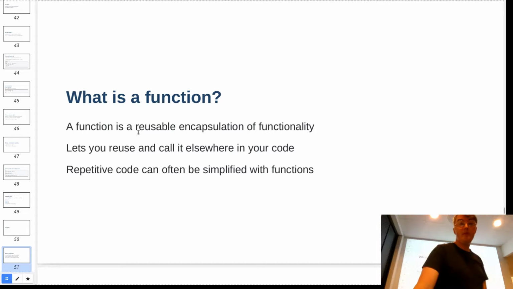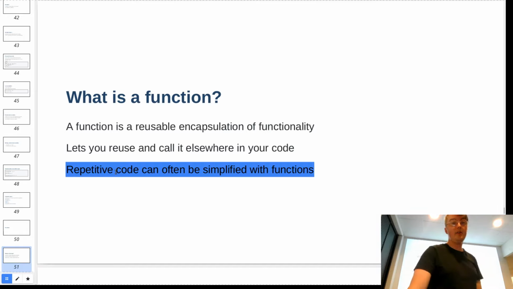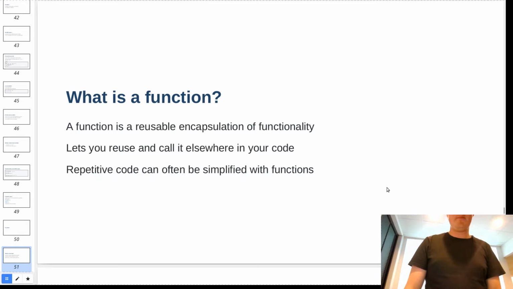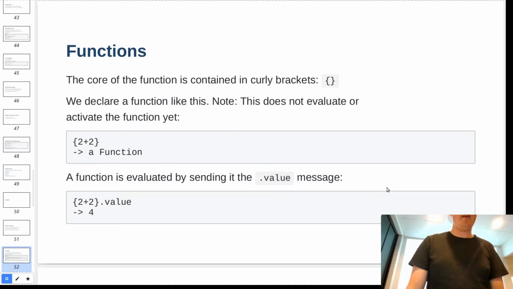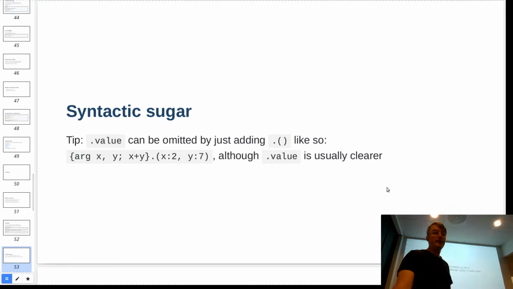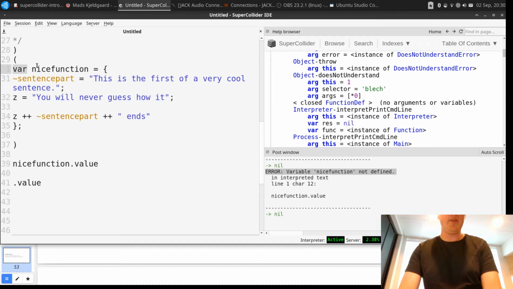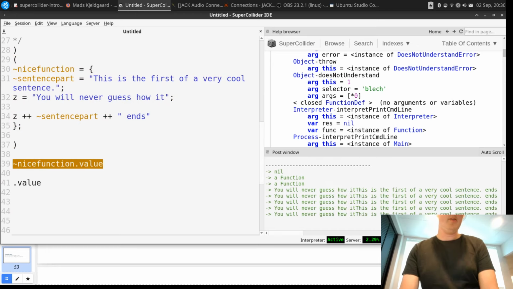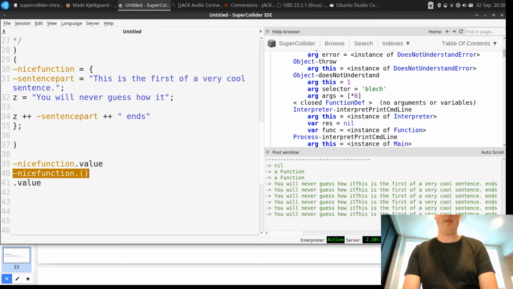And as I said before, repetitive code. So if you find yourself writing the same kind of code many times, then it's probably time to write a function so that you can define that functionality one time and then reuse it for whatever purpose. This is very simple. As I said before, we can write .value to get the value of it, but we can actually also use some syntactic sugar. Sometimes you will see that. Let's put this inside of nice function again. Get the function's result like this, or you can say dot parentheses. It's the same thing.